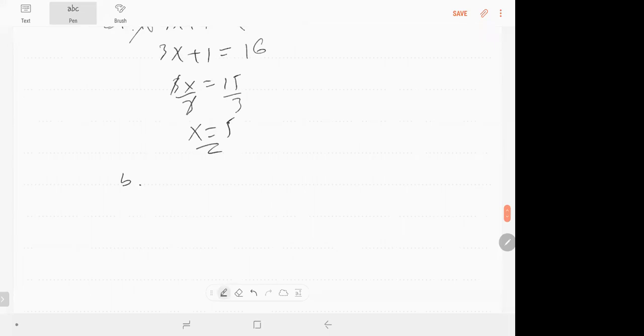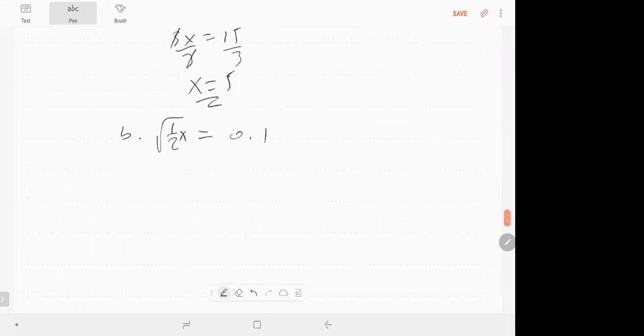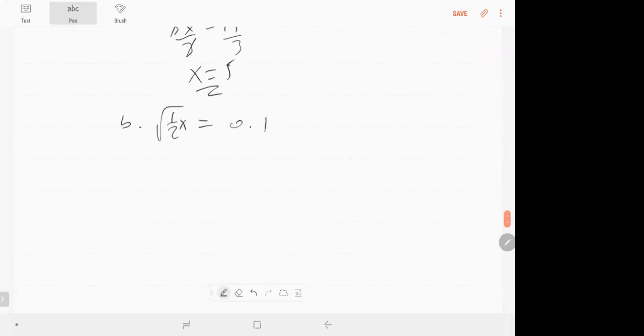X is equal to 1 over 50. X is equal to 0.02, or 1 over 50; when you change it to decimal it is the same answer. 1 over 2, not 1 over 2... 1 over 50. Okay, let us do together.